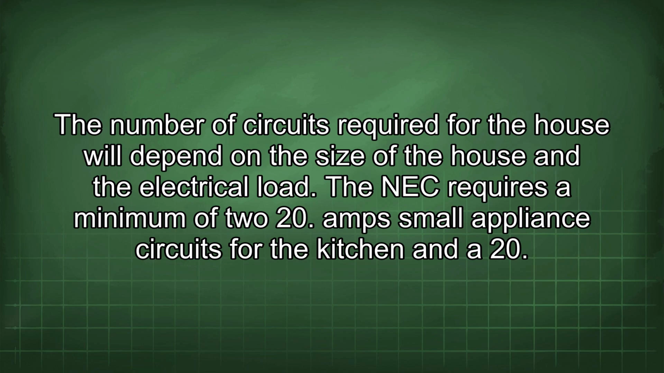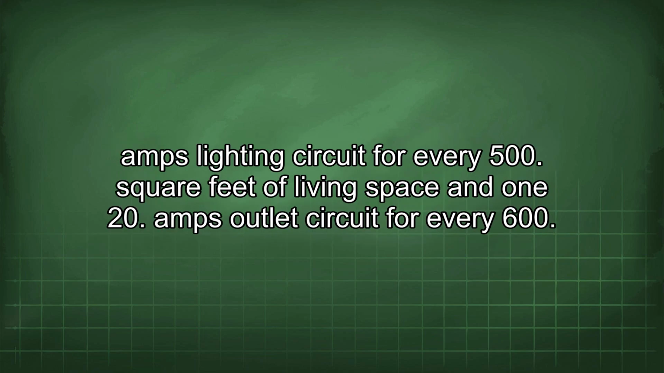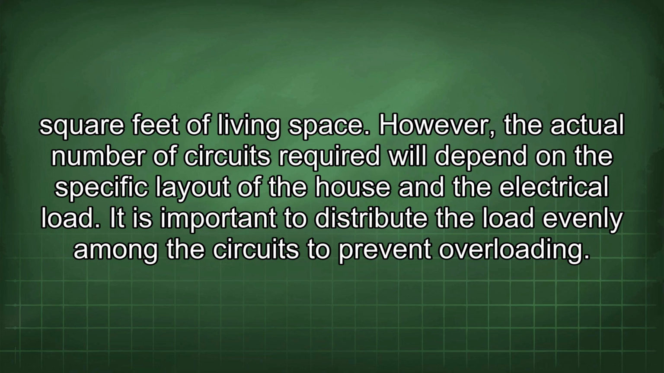load. The NEC requires a minimum of two 20 amp small appliance circuits for the kitchen and a 20 amp laundry circuit. In addition, you will need separate circuits for lighting, outlets, and any large appliances. A good rule of thumb is to provide a 15 amp lighting circuit for every 500 square feet of living space and a 20 amp outlet circuit for every 600 square feet of living space. However, the actual number of circuits required will depend on the specific layout of the house and the electrical load. It is important to distribute the load evenly among the circuits to prevent overloading.